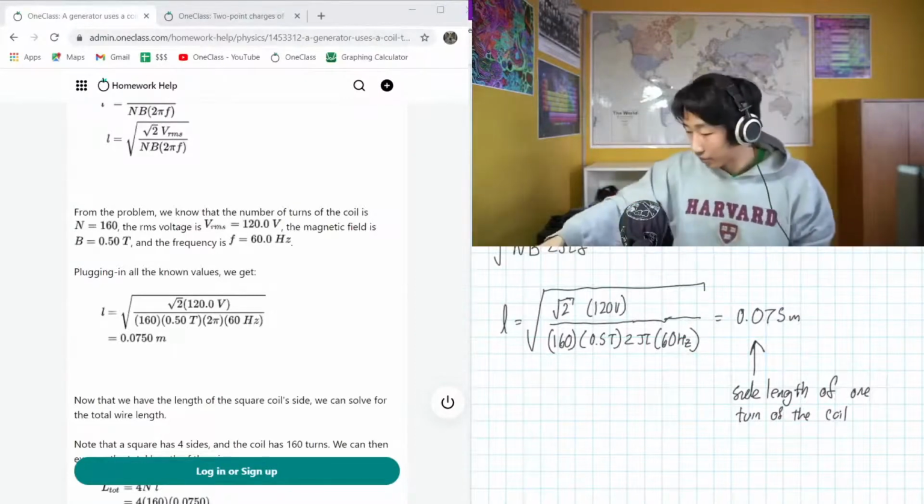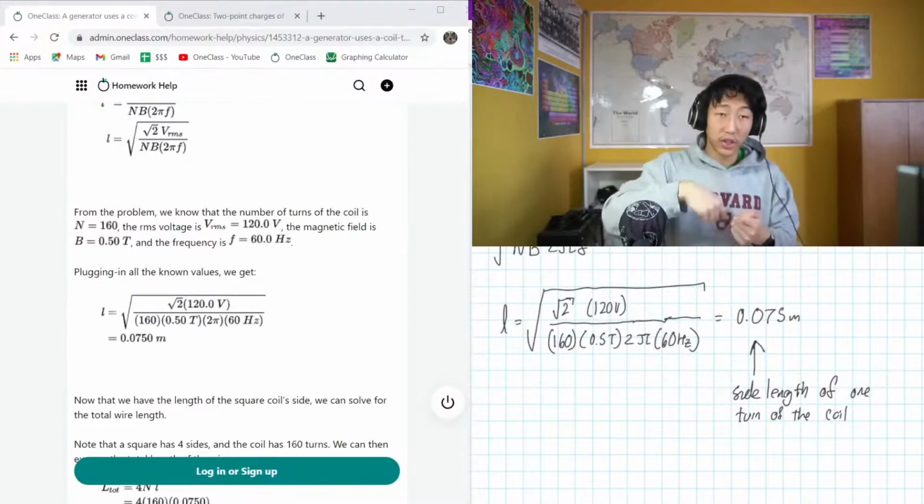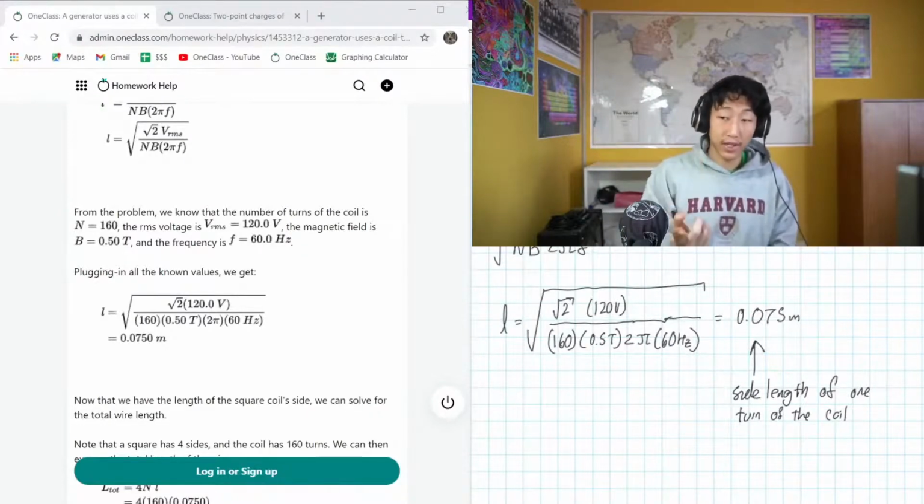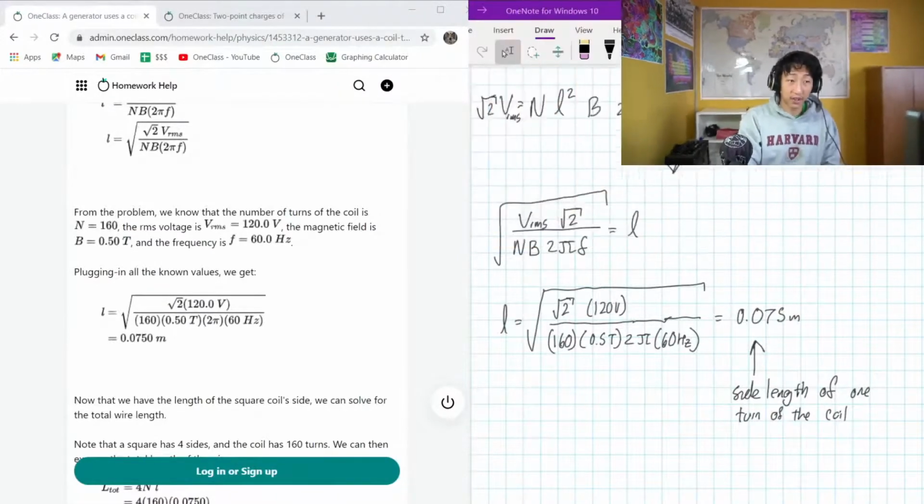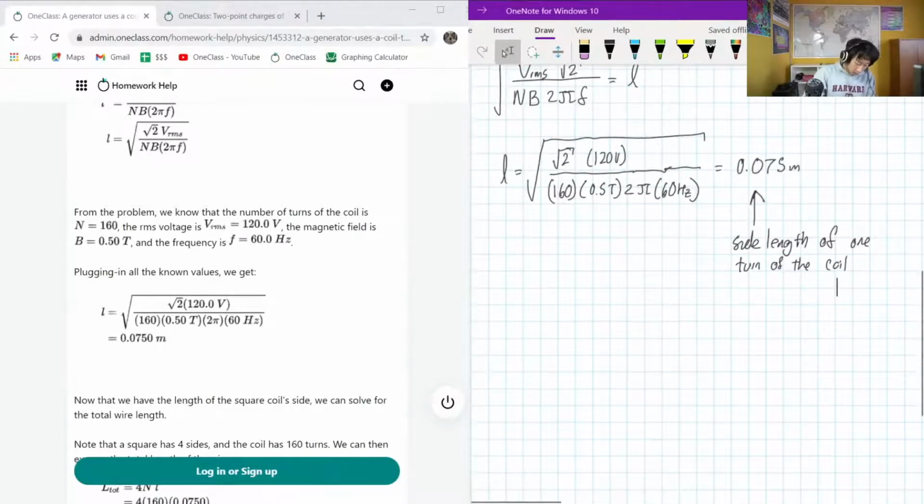But yeah, one coil, one turn is going to be 4 times the side length. And we have a lot of turns, 160 of them. So we'll have to multiply that to get the total length of the coil. Okay. So L total is equal to 4 times L times N.